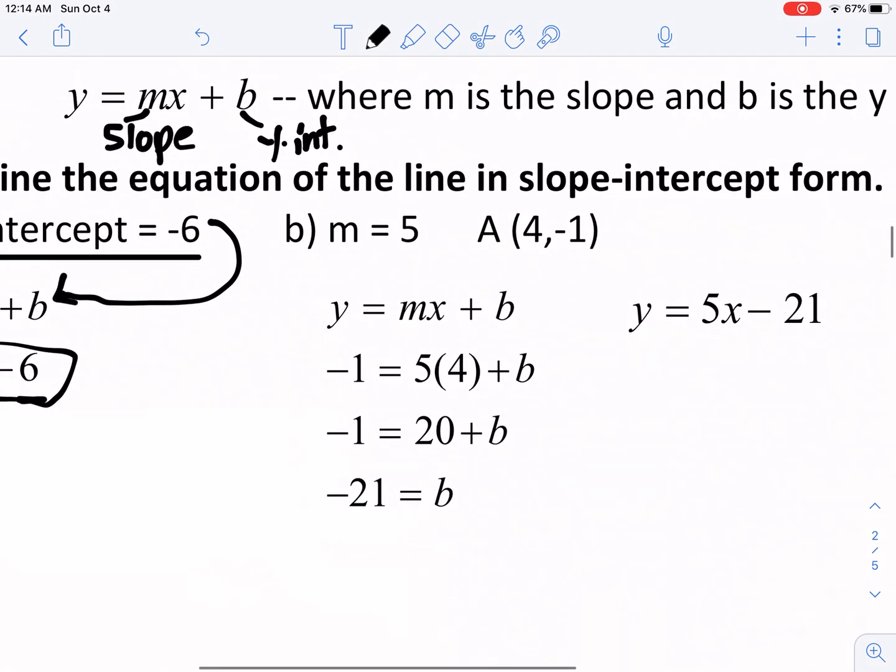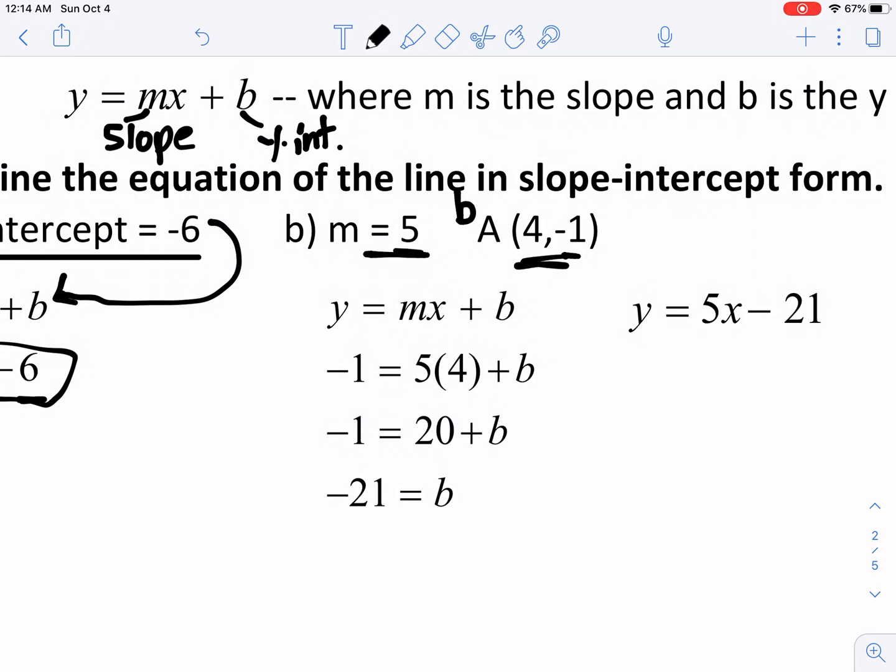What about if they give us the slope and a point? Well, we can still solve that. We're going to use our y equals mx plus b, but the thing is, since they don't give us the y-intercept, we need to find the y-intercept b so that I can write the equation y equals mx plus b. Okay, the way we're going to do that is we're going to plug in the information we have into our equation.